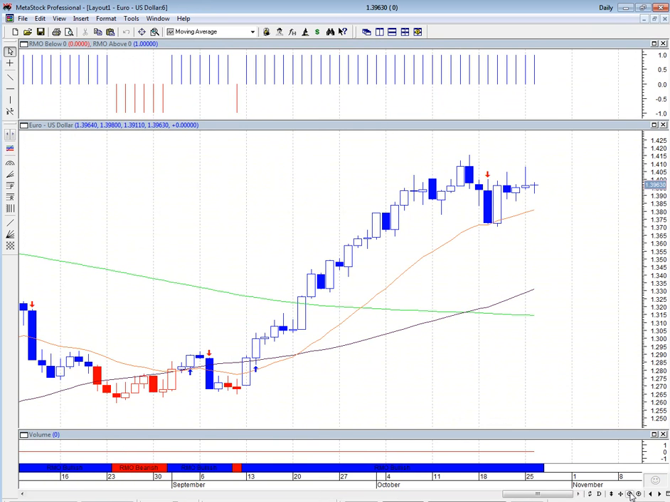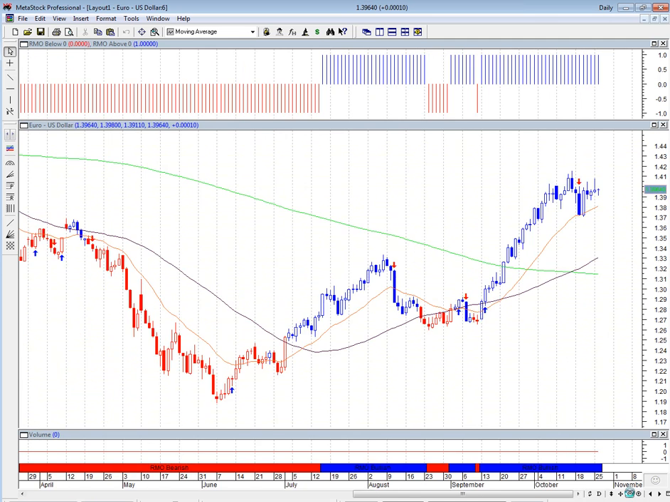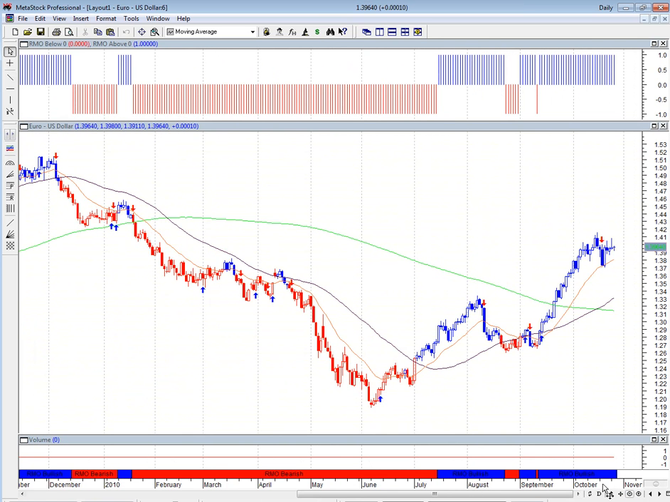You can see ever since we've tested a previous support and resistance area, the pair has failed to push higher.